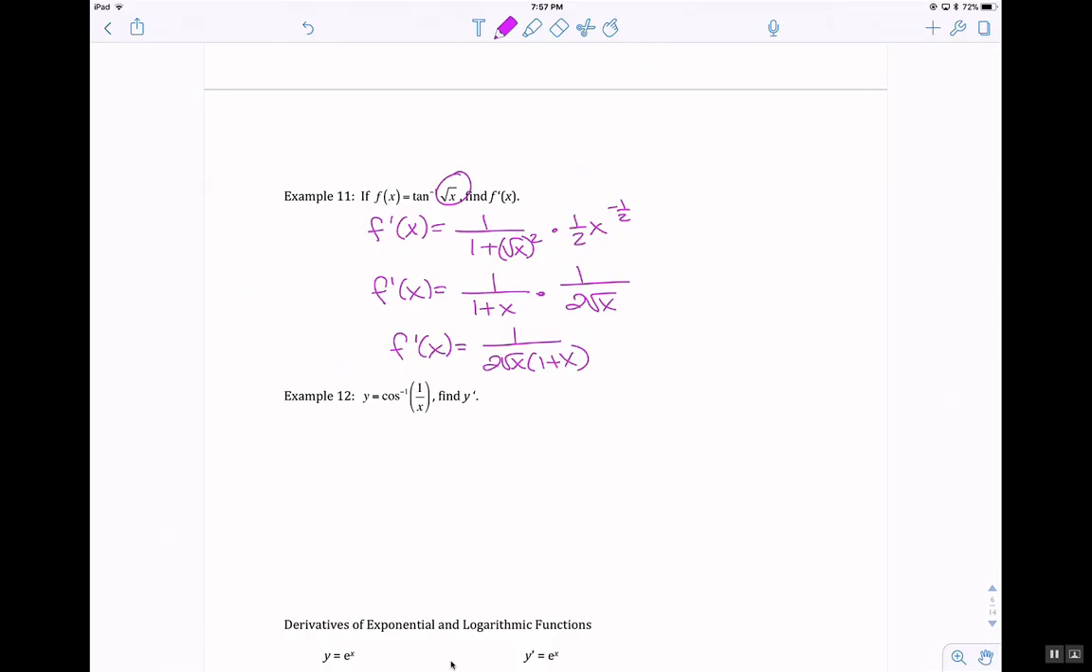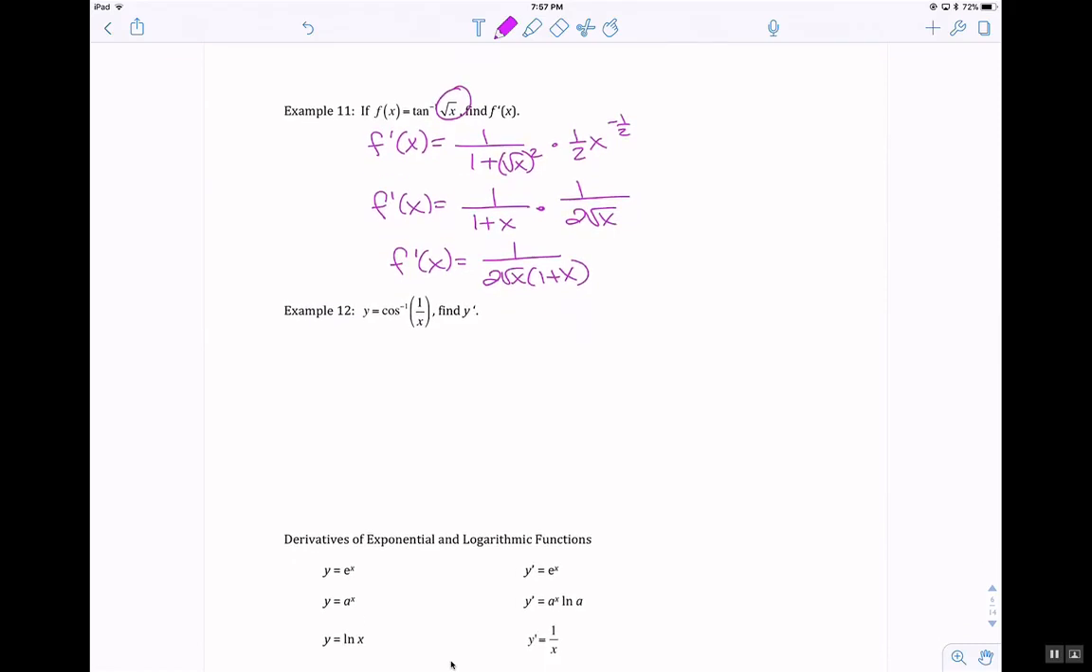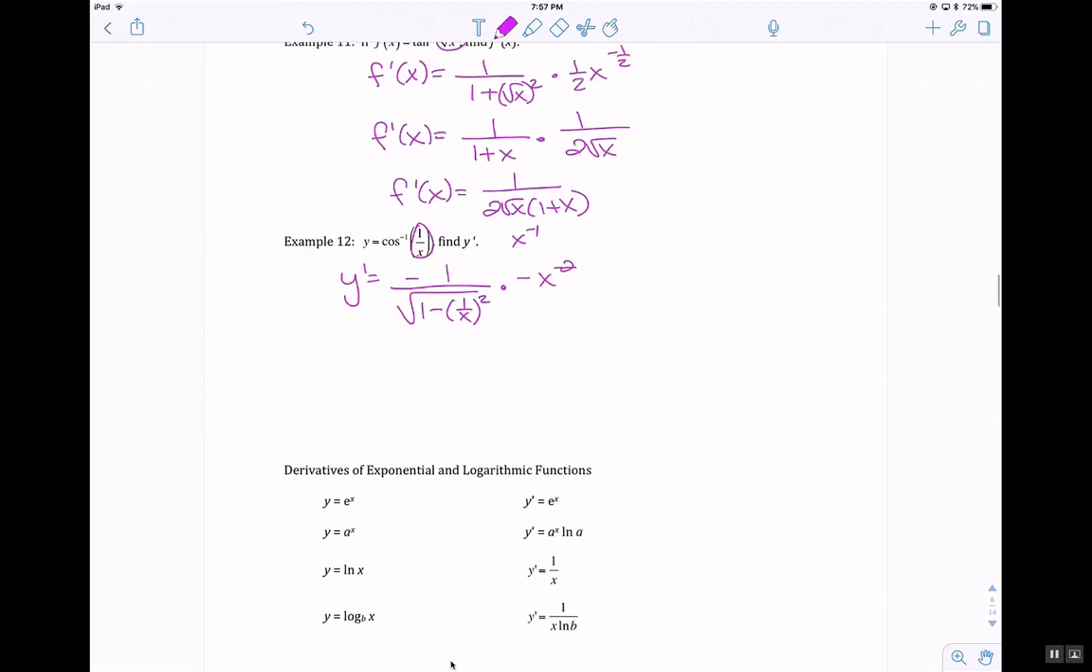Okay, and then arc cosine. So y prime is equal to negative 1 divided by my 1 minus my x, which is 1 over x, the quantity squared, and then times my derivative of 1 over x. So 1 over x is the same thing as x to the negative first power, so this is negative x to the negative second power. So y prime, negative 1, square root 1 minus 1 over x, the quantity squared, times negative 1 over x squared.